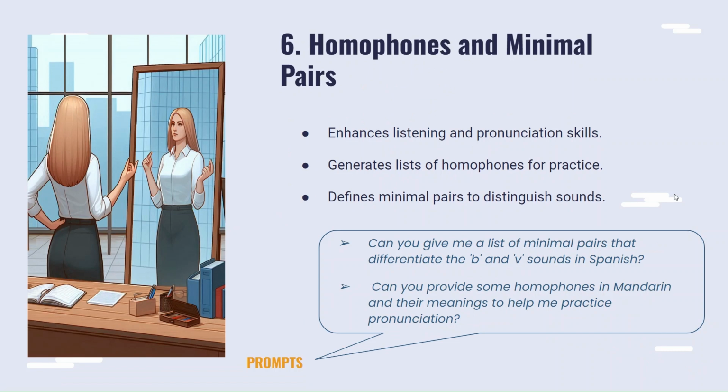Our 6 points is homophones and minimal pairs. So again, enhance listening and pronunciation skills, generates a list of homophones for practice, and defines minimal pairs to distinguish sounds. So, for example, can you give me a list of minimal pairs that differentiate between B and V sounds in Spanish? Or can you provide some homophones in Mandarin and their meanings to help me practice pronunciations?